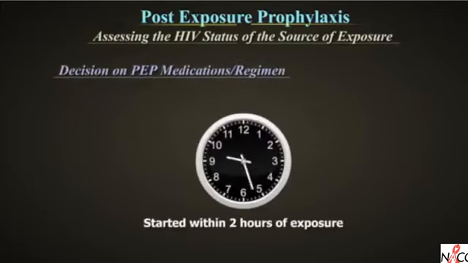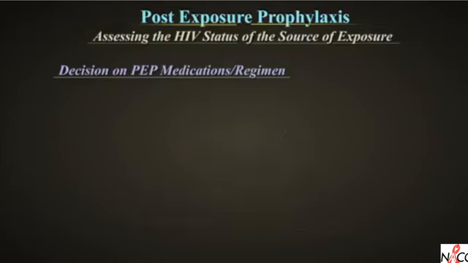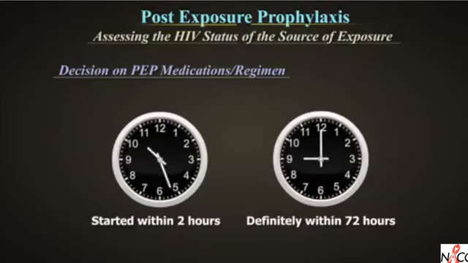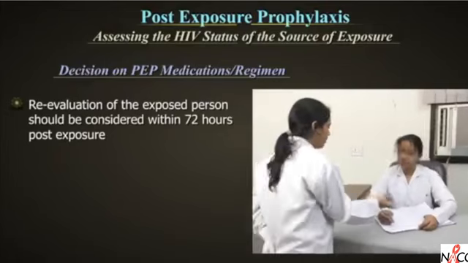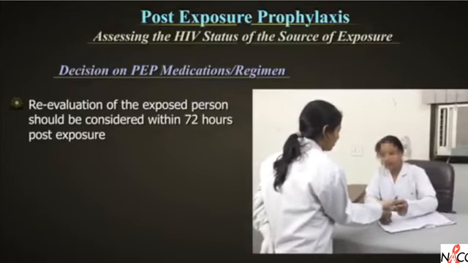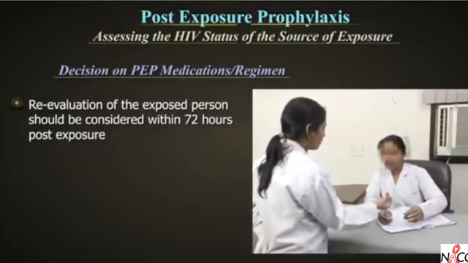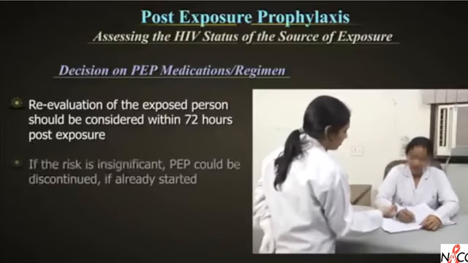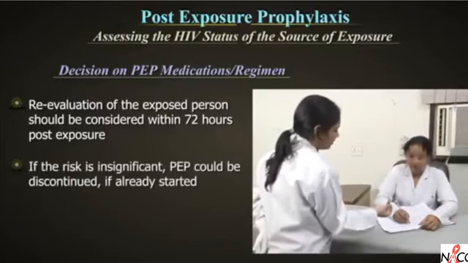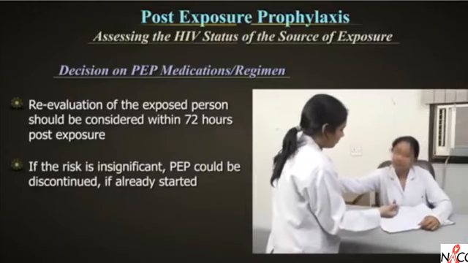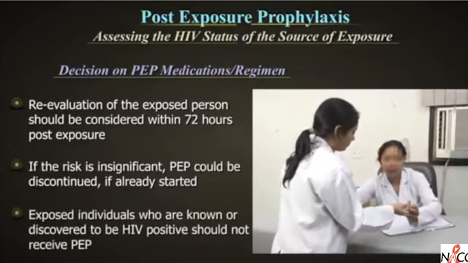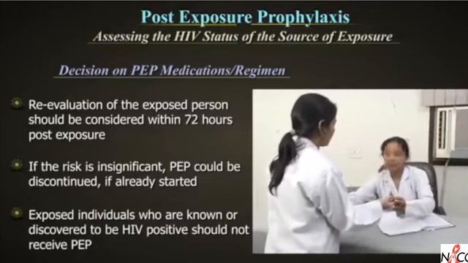Decision on PEP medications or regimen. Because PEP has its greatest effect if started within 2 hours of exposure, it is essential to act immediately. Ideally, therapy should be started within 2 hours and definitely within 72 hours of exposure. Never delay starting therapy due to uncertainty. Reevaluation of the exposed person should be considered within 72 hours post-exposure, especially if additional information about the exposure or source person becomes available. If the risk is insignificant, PEP could be discontinued if already started. Exposed individuals who are known or discovered to be HIV positive should not receive PEP.